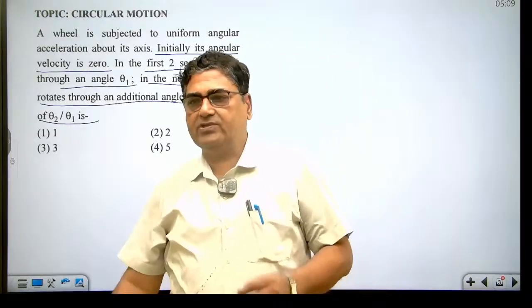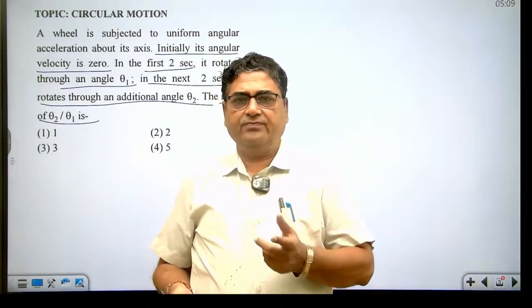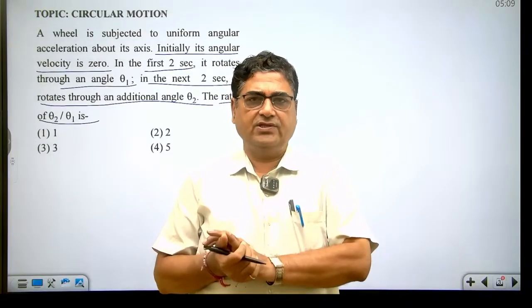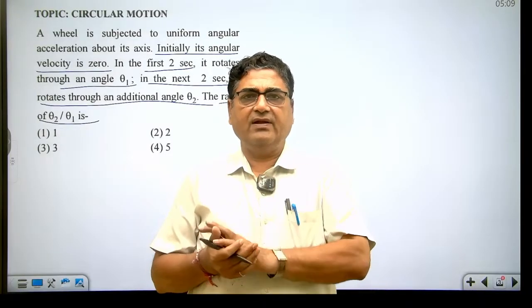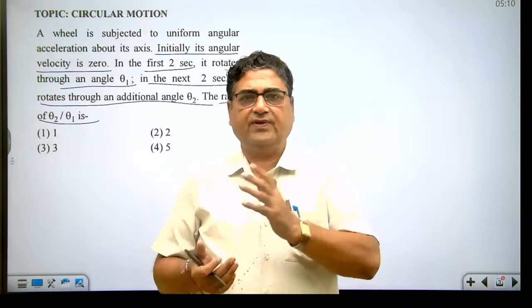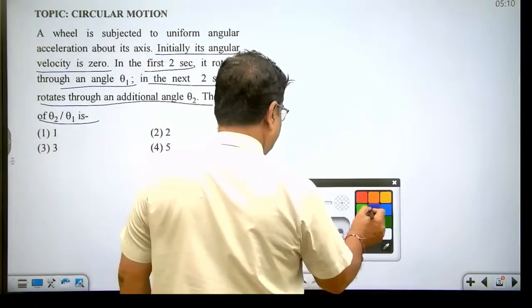This question can be solved directly without using the pen also. In case of uniform accelerated motion, when initial velocity is 0, the angle traveled in the same time intervals will be in the ratio 1:3:5:7, and you can see this from the numerical calculation also.